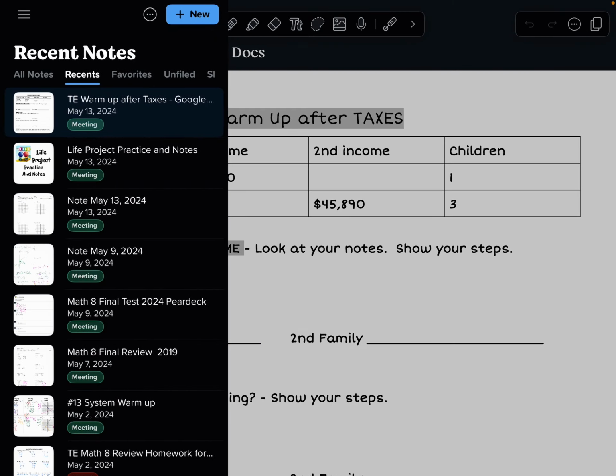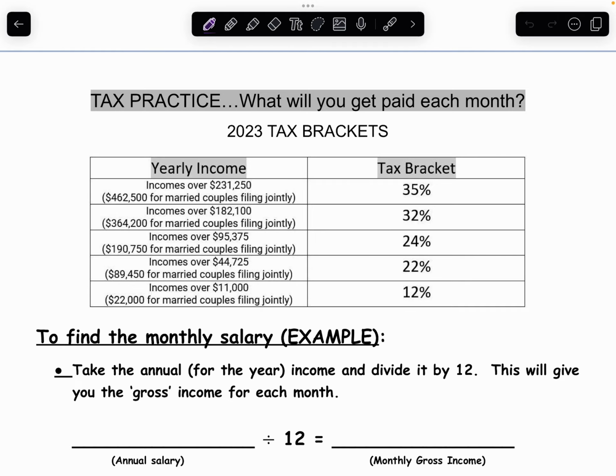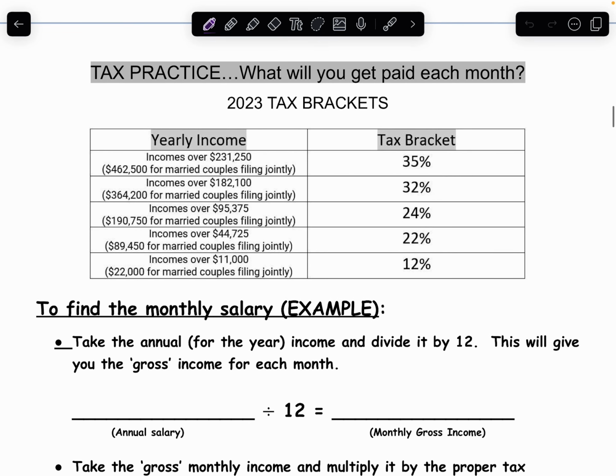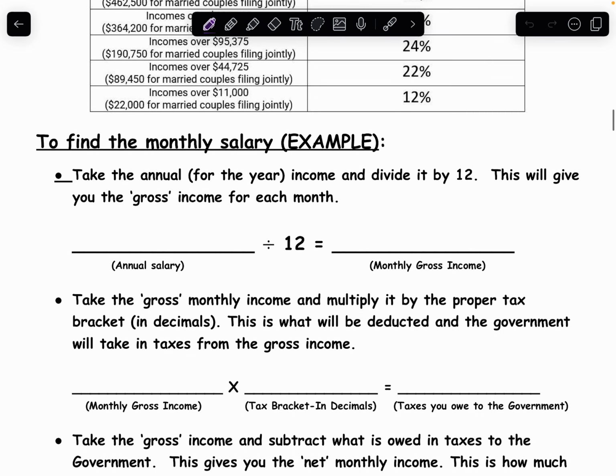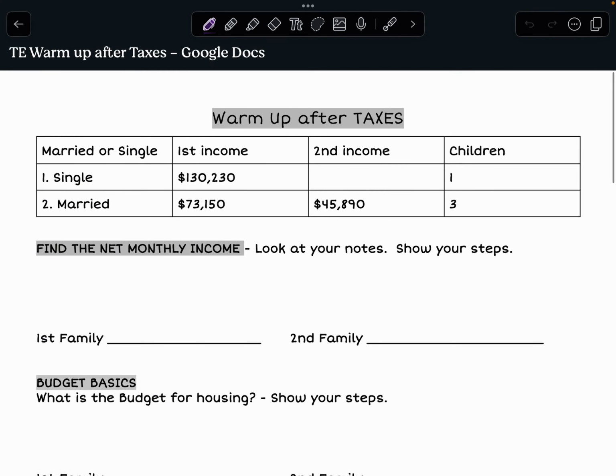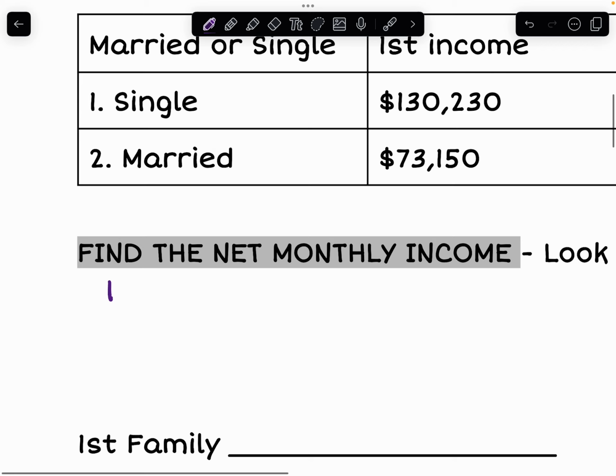Now, if you remember, in your packet for the notes, you have this right here. So you're going to take the annual salary, divide it by 12, and that gets your monthly gross income. That's the very first thing I'm going to do. I'm going to take 130,230 and divide that by 12.